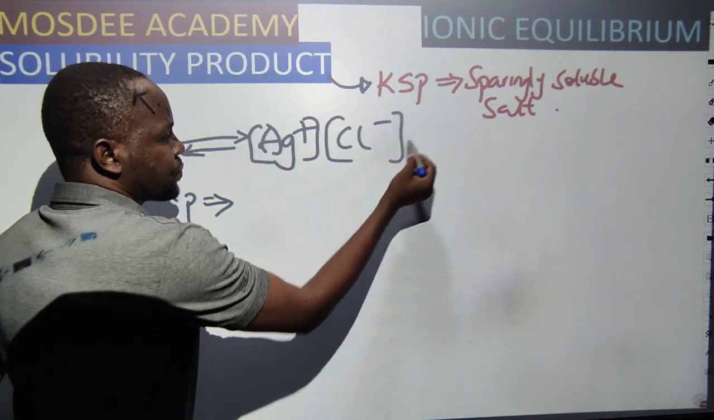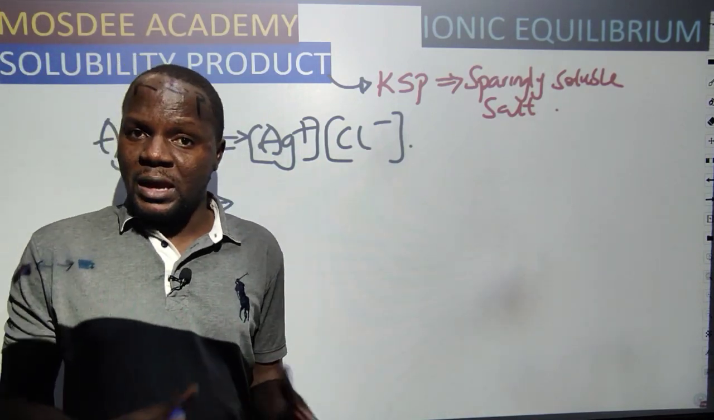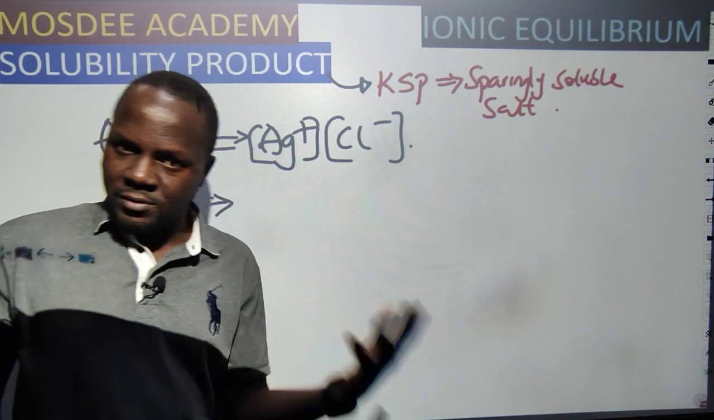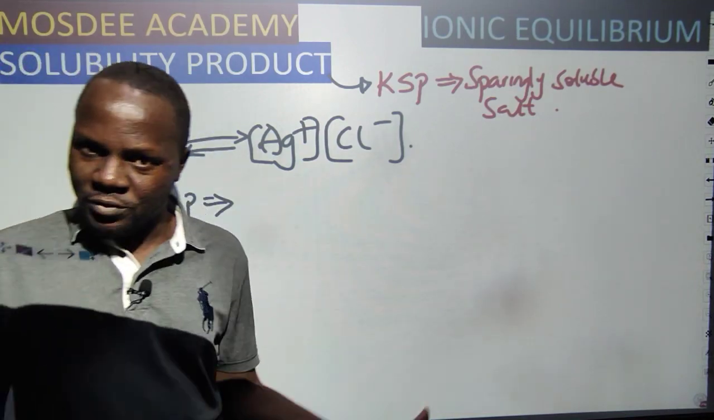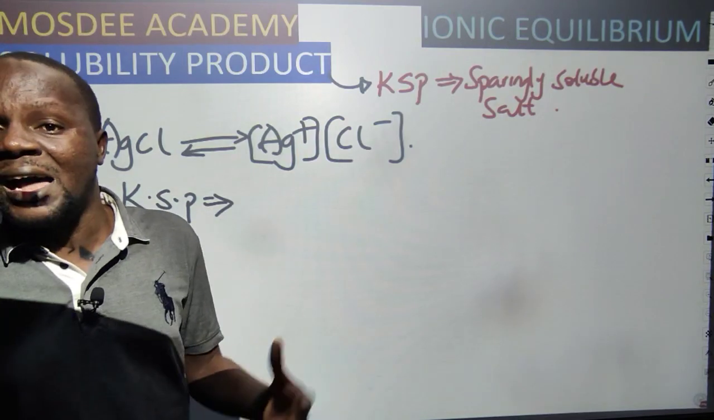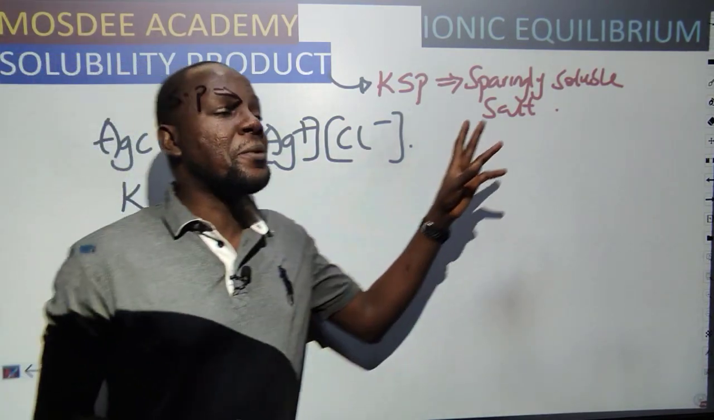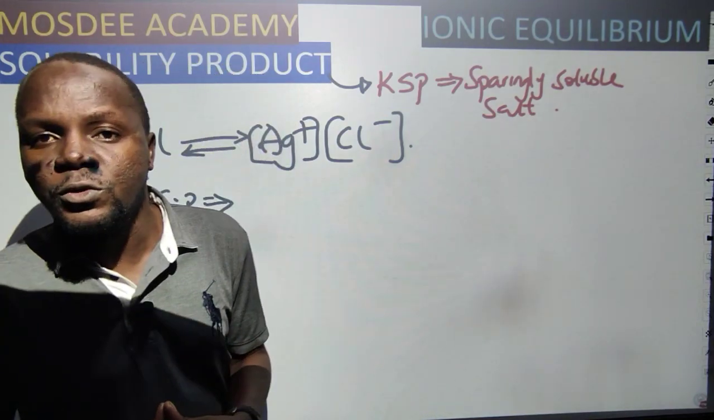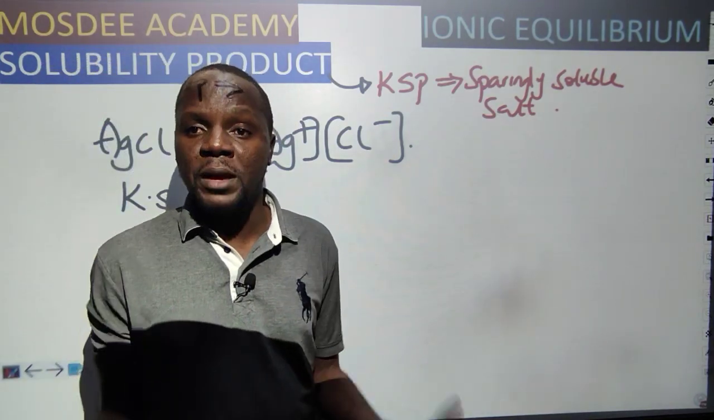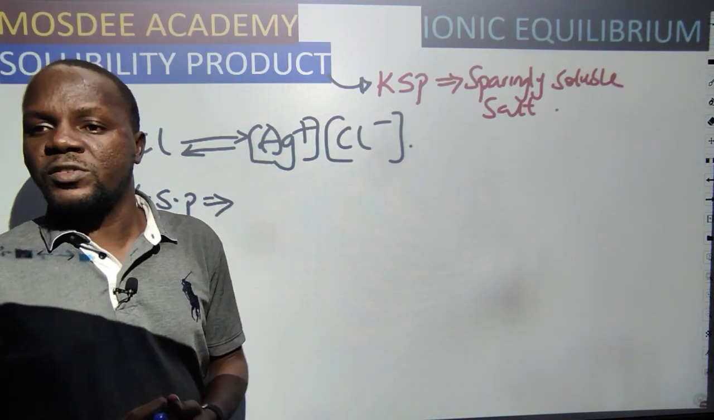Unlike your Kp and Kc which we've done, or Ka or Kb, that's for acid and for base, which we've talked about. Unlike them, which depend on both the reactants and the products, the solubility product is only applicable for sparingly soluble salt or base or acid, as the case may be, and it only depends on the concentration of the products.